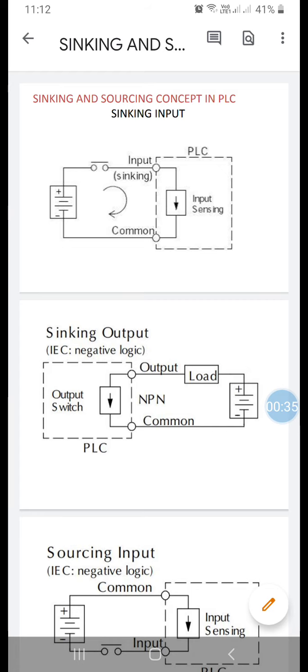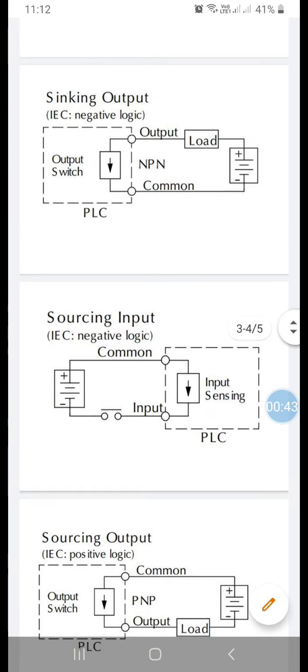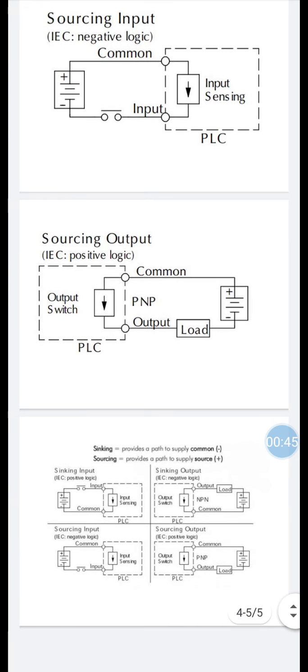In these diagrams, you can see the sinking input, sinking output, sourcing input, sourcing output, and the combined diagram showing all these four. Actually, sinking means it provides a path to supply common, that is minus, and sourcing provides a path to supply source plus.